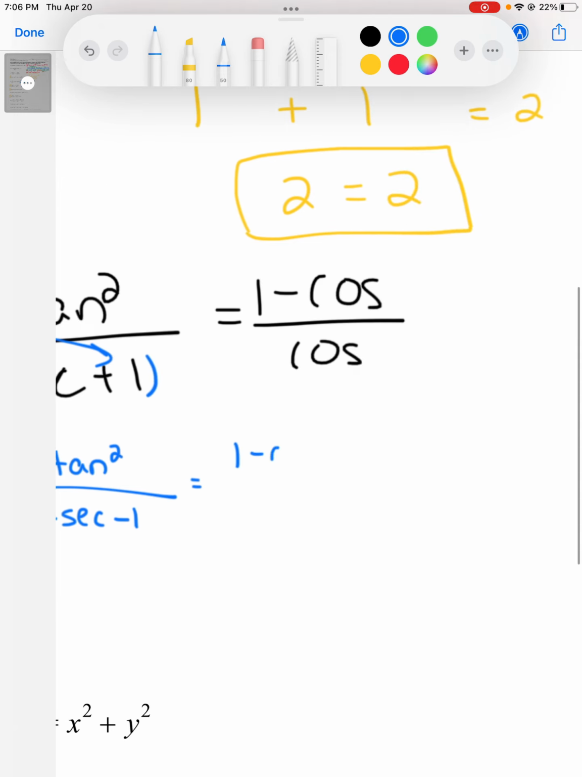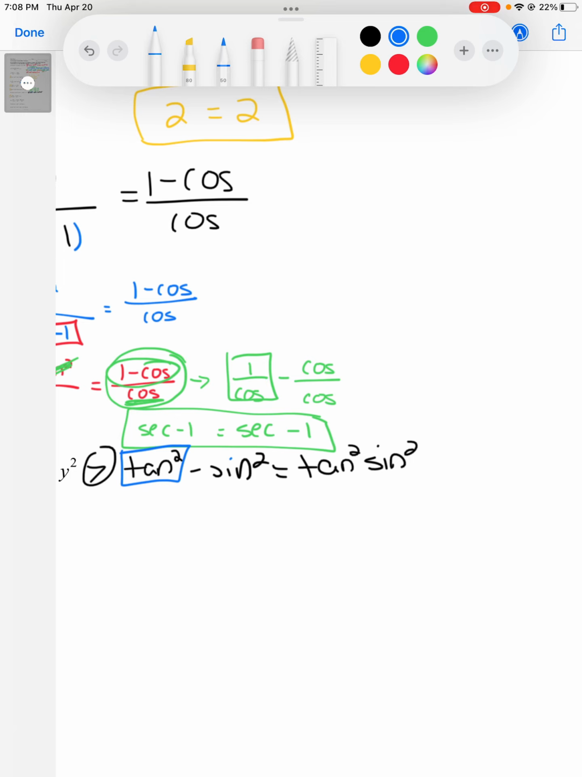So tangent minus sine. Well, there's no way we can combine those together. There's nothing we can really change. So I'm just going to make this into some sines and cosines, right? When in doubt, turn them into sines and cosines. So now I have sine squared over cosine squared minus sine squared. And just to keep up with the fact that it's a fraction, I'll make it a fraction. Tangent squared, sine squared. Okay.